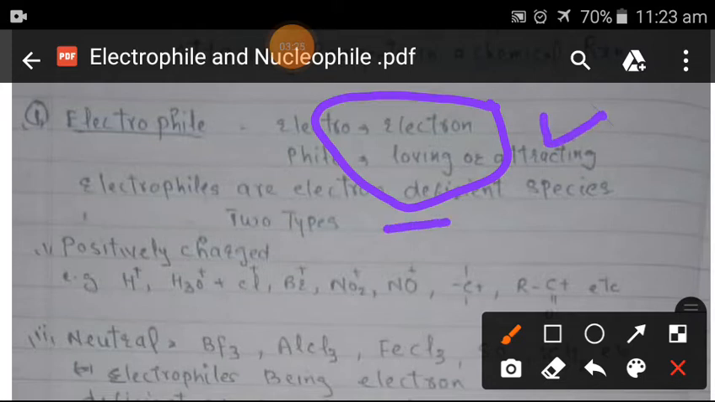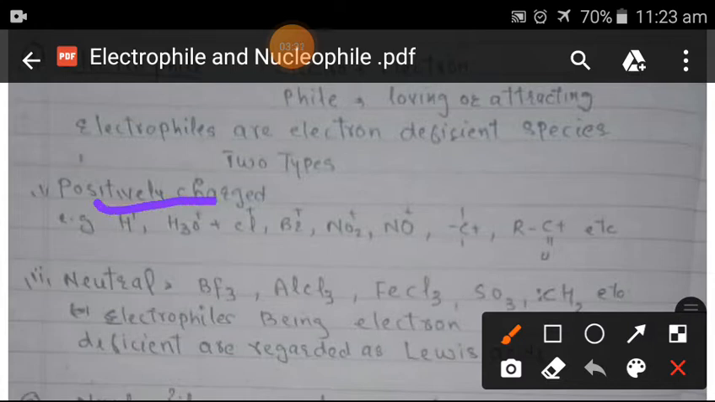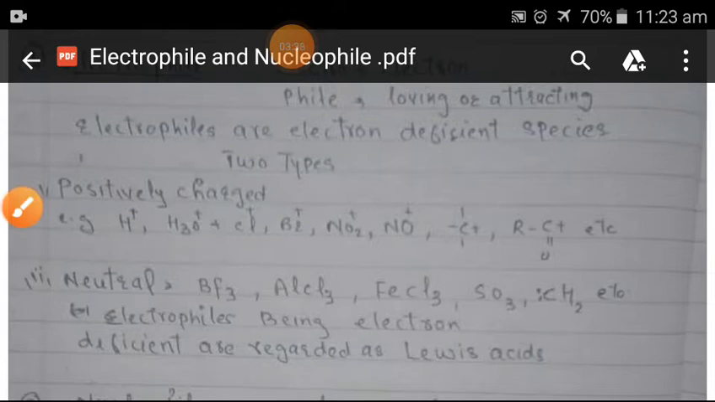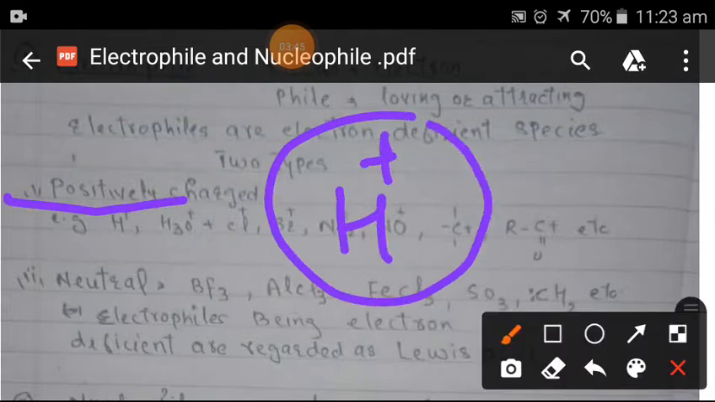They need electrons. Clear? So there are two types of electrophiles. One is positively charged, and another is a neutral electrophile. Here we will see them one by one. Positively charged electrophiles: positive indicates an electron deficient species, with a positive center in the atom. As a result, it is electron deficient. It needs electrons either to complete its duplet or its octet, in order to acquire stability.